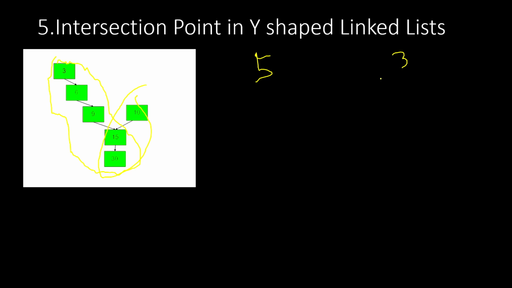Now 5 minus 3 is 2, right? So we have to move 2 steps forward in the left side linked list, because the left side is the bigger linked list. Till this part, the address we will be at is 9. Now if you see from the left point and from the right point, we have exactly three values on the left side linked list and the right side linked list also.